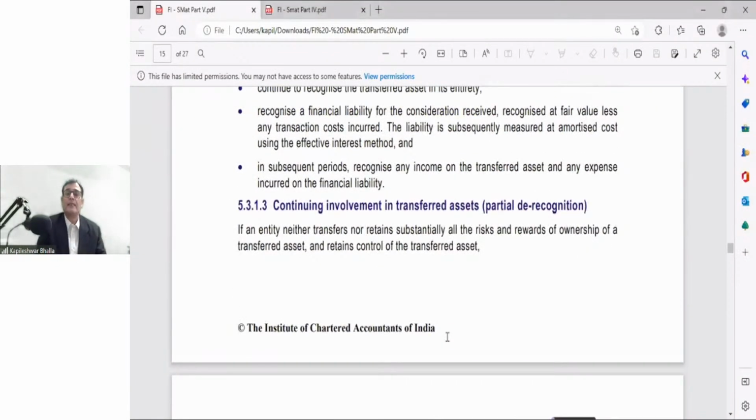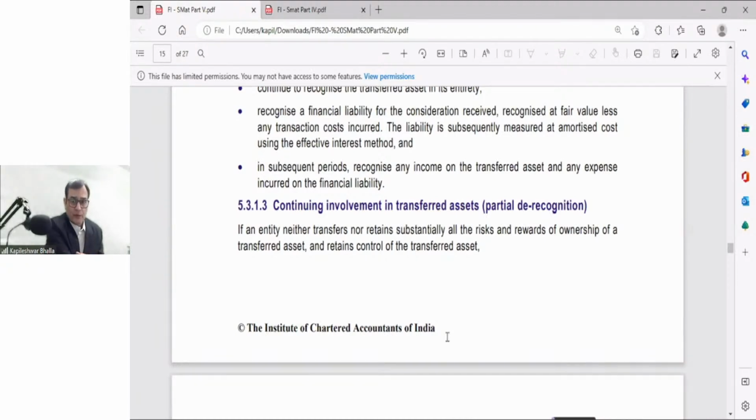You can see the third concept, continuing involvement in transferred assets. If you remember, I gave you a case that maybe you assign your trade receivables and it's neither a case of recourse nor non-recourse, but maybe you've given a financial guarantee for a certain limited amount. So we cannot say the risk and reward is retained substantially, and we cannot say it is transferred substantially. It becomes a mixed case where it's neither. So you need to go to the control test in order to prove this.